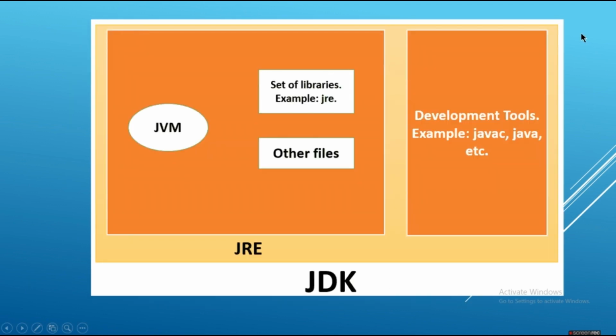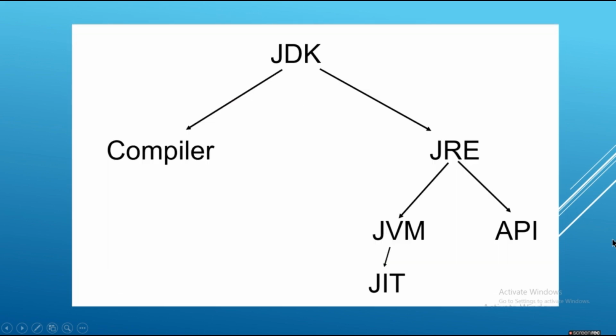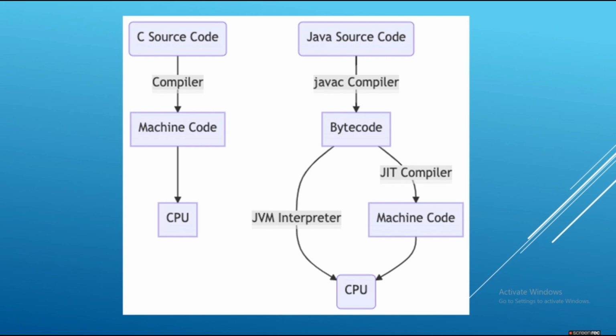Wrapping up the whole video, we can see that we have JDK, that is Java Development Kit, which includes JRE, that is the Java Runtime Environment, and JRE includes JVM and other files, and also the development tools like javac, and javac is the compiler. So, from this diagram, you can see JDK has the compiler and the environment, and this JRE will have JVM and other APIs, and the JVM will have JIT. So, that's it for the video.